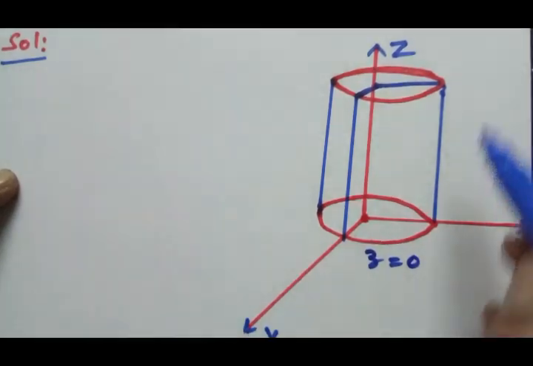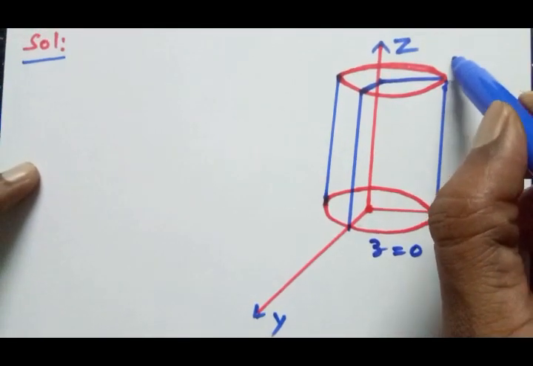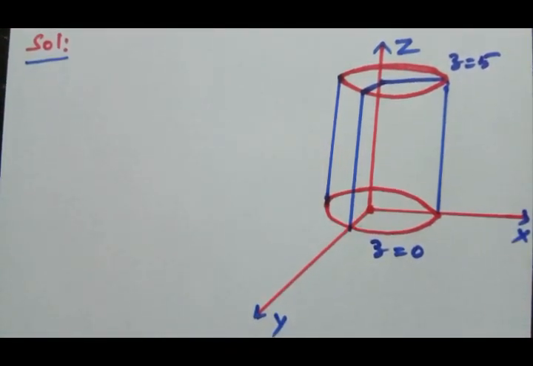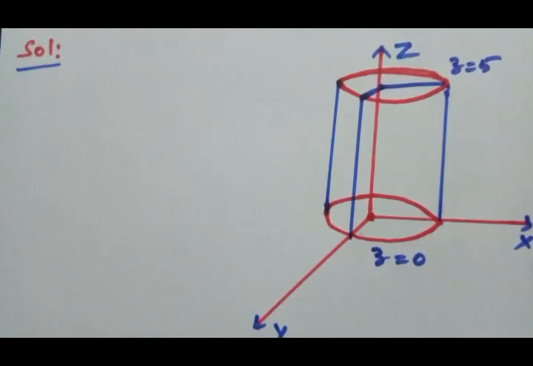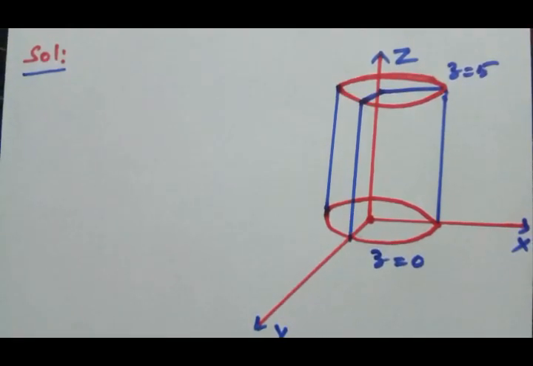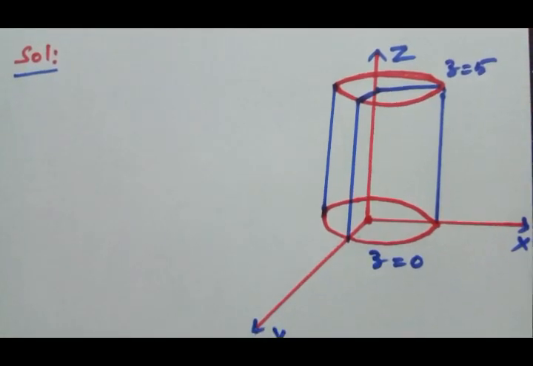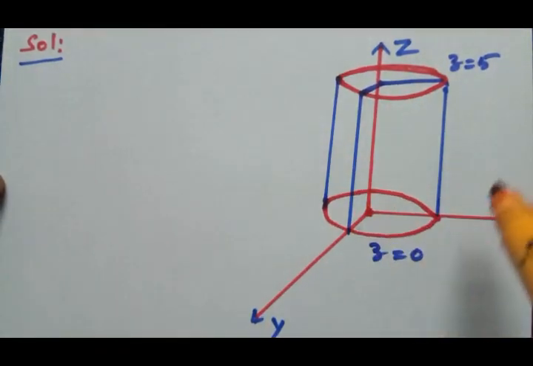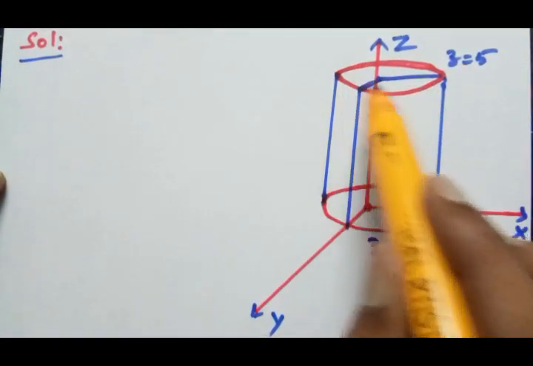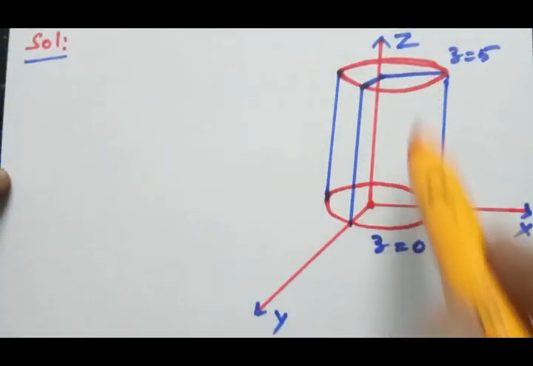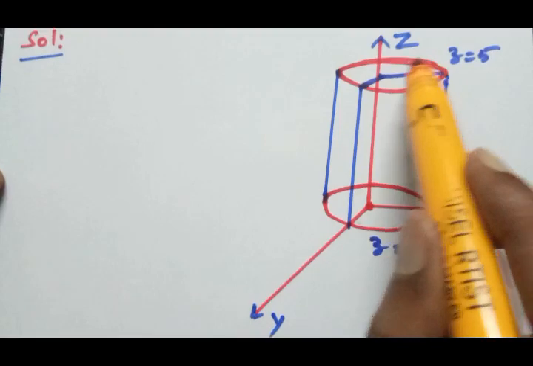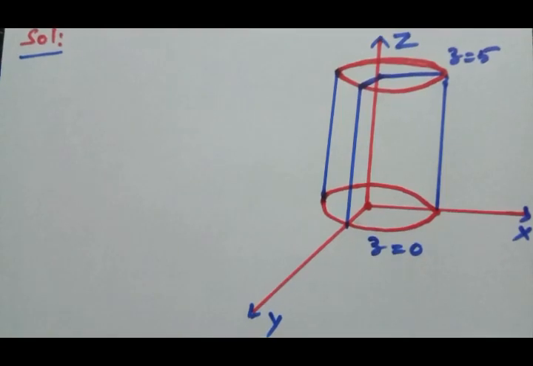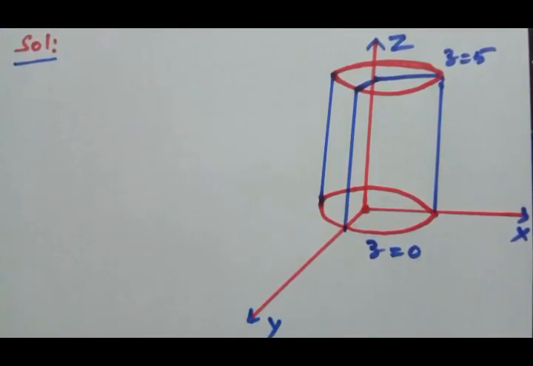z equal to 0, z equal to 5. Now this is the cylinder in the first octant between z equal to 0 and z equal to 5. So we are taking the part of the cylinder which is included in the first octant between z equal to 0 and z equal to 5. So this is the surface of the cylinder included in the first octant.